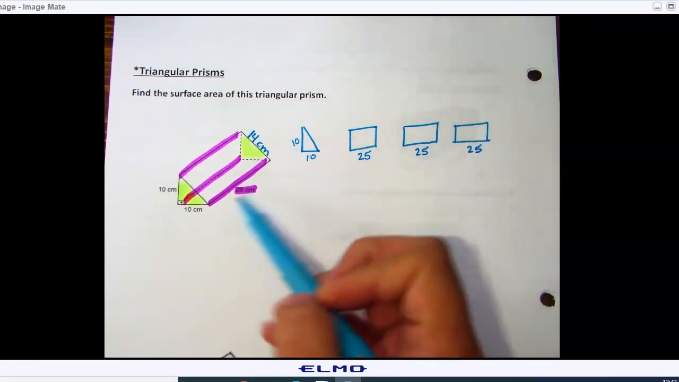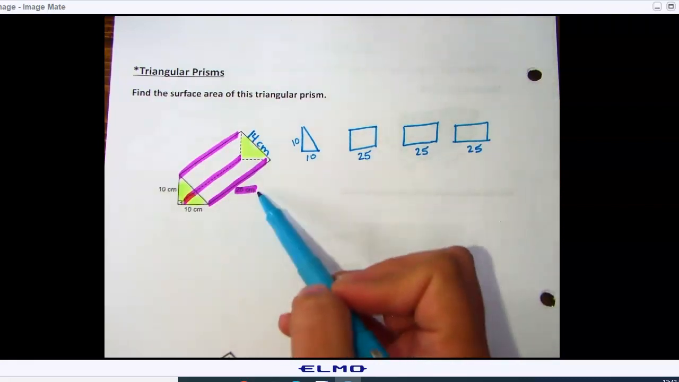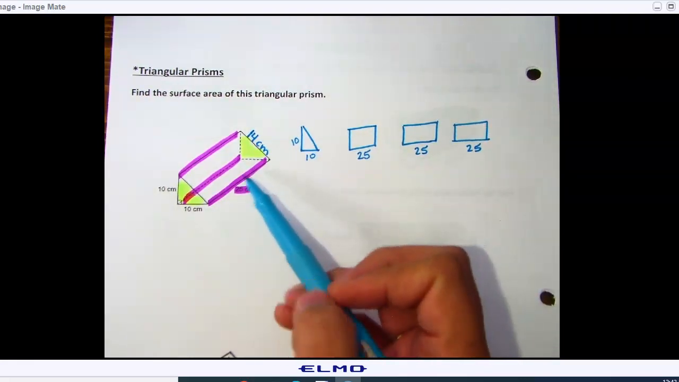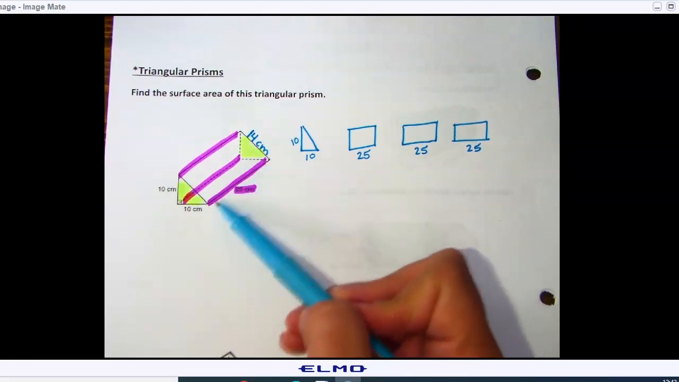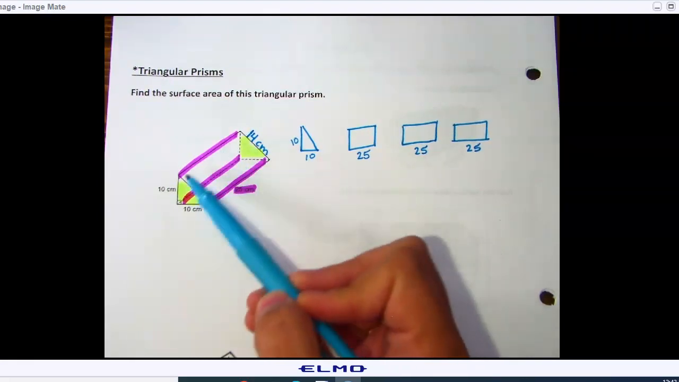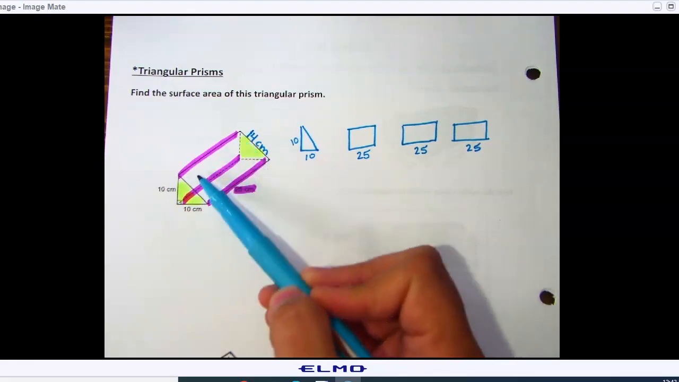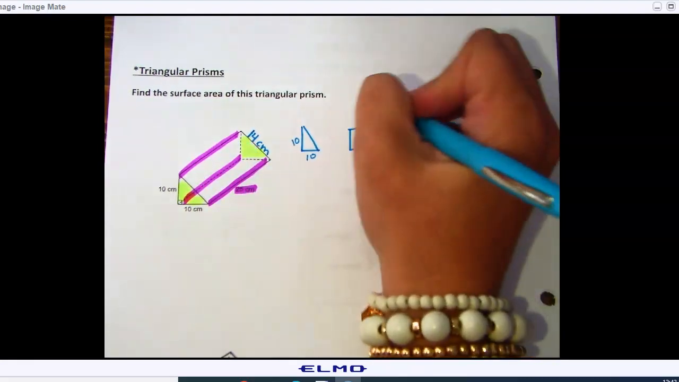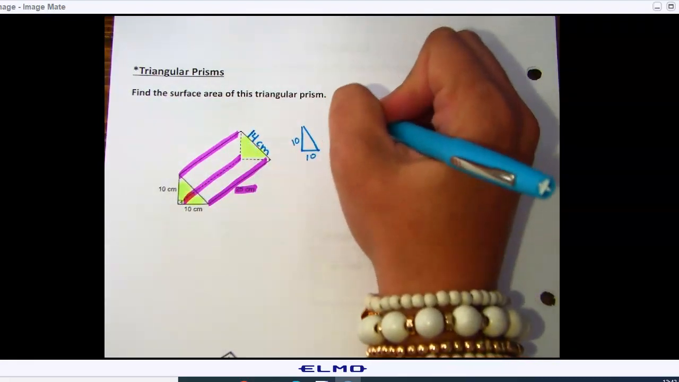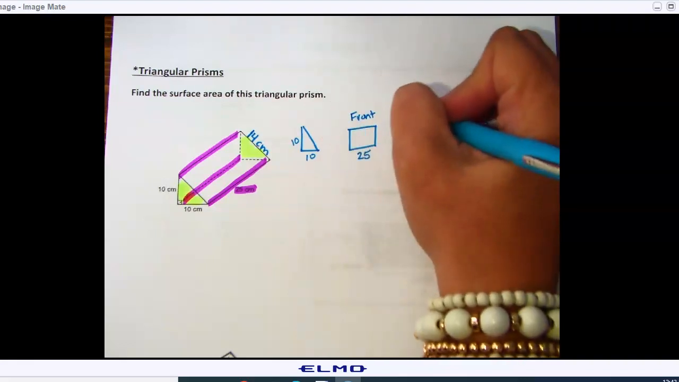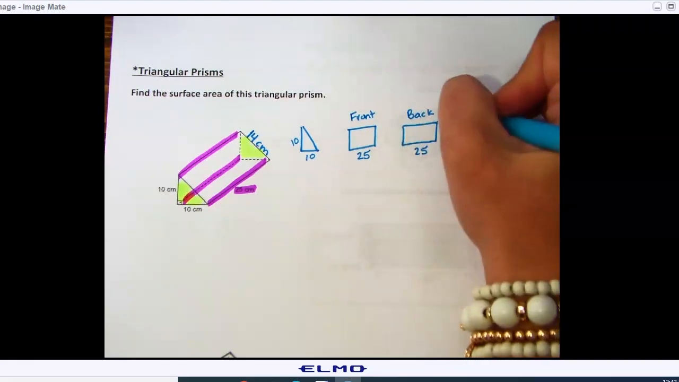And what that 25 is actually for, it just kind of gives you a starting point. But the 25 is the length for each of those rectangles. So the front, the top, we say front, back, bottom.